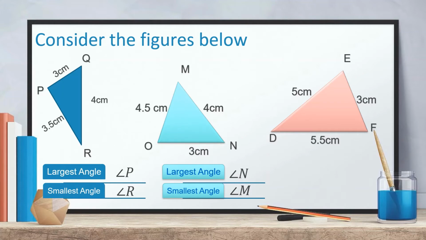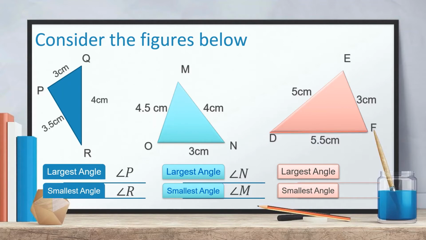And on the third figure, we have triangle DEF. So to identify the largest angle, tingnan natin yung longest side. So which do you think is the longest side in triangle DEF? Correct. The longest side is side DF. What angle is opposite of DF? Correct. It is angle E. So therefore, the largest angle is angle E.